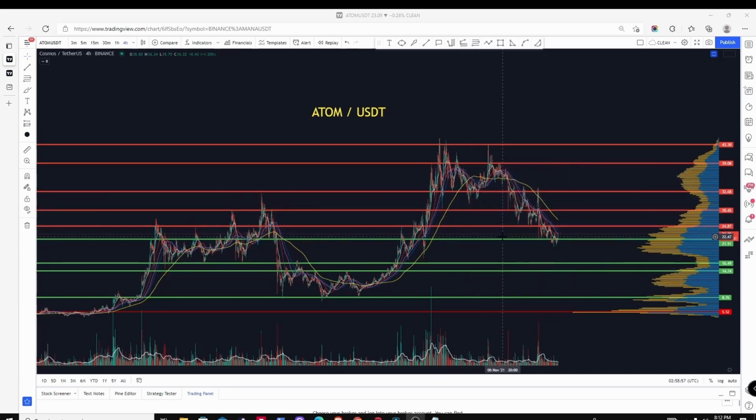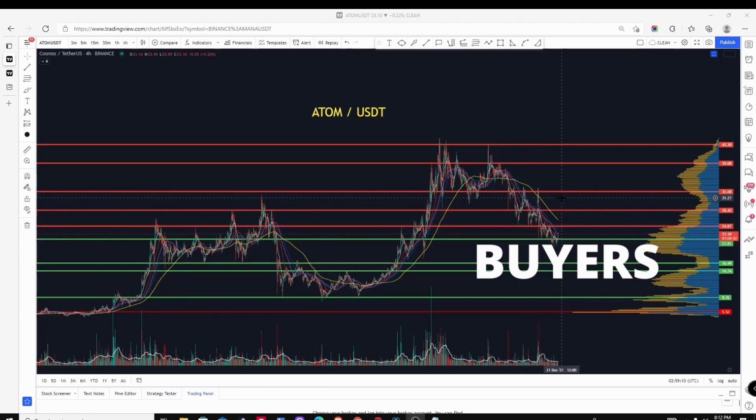Another easy way to think of it is buyers and sellers. Anytime the price action comes down to a level and is able to bounce off that level, what does that tell you? There were buyers waiting at that level. And the flip side of that, anytime your price action is reaching an upper resistance level and is getting rejected, it just means that there are sellers waiting at that level.